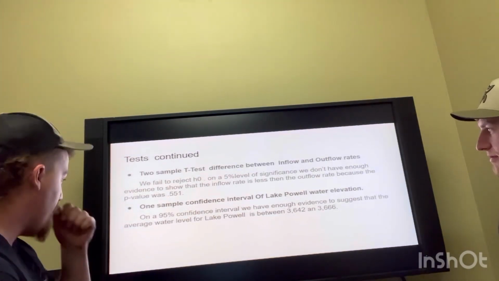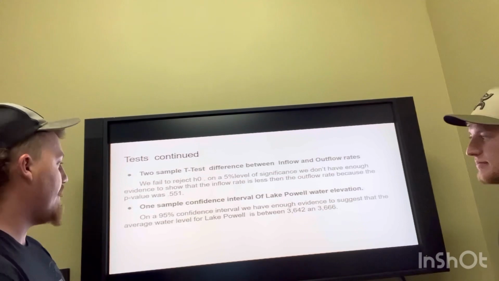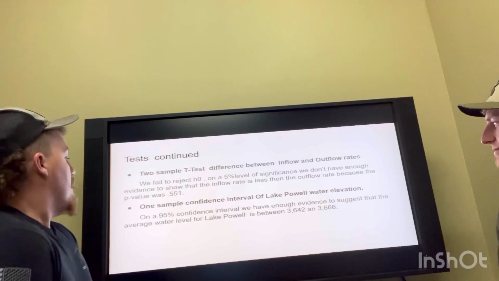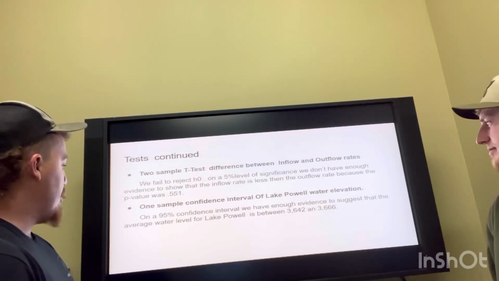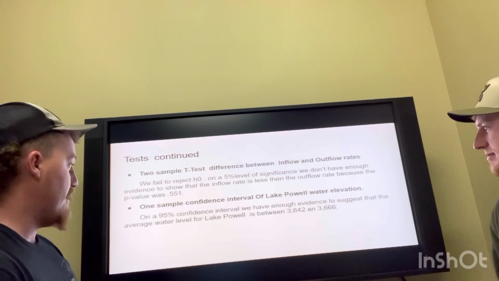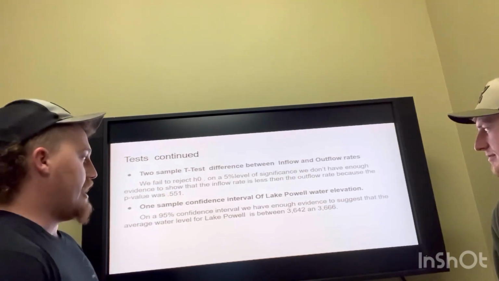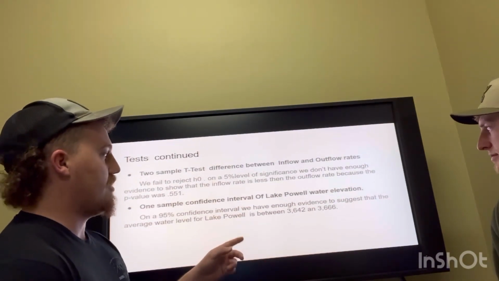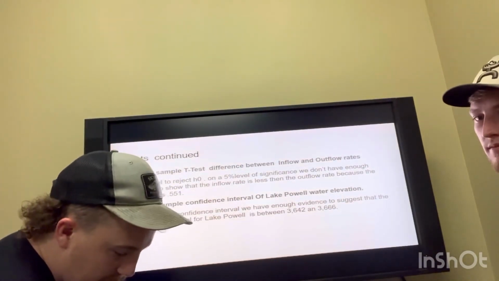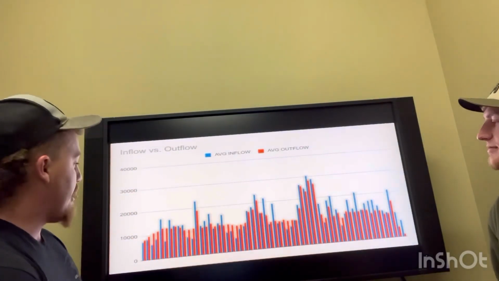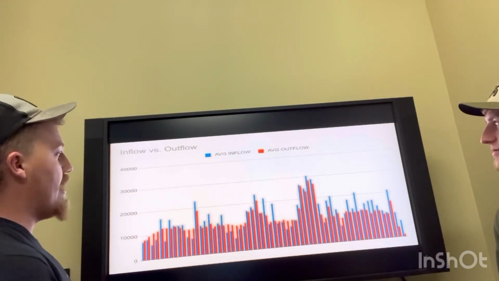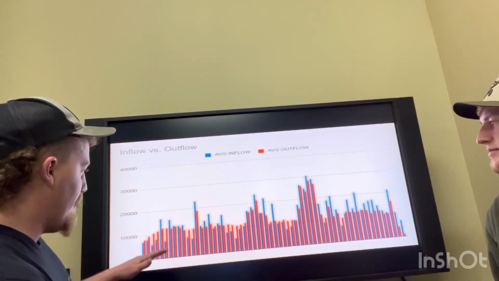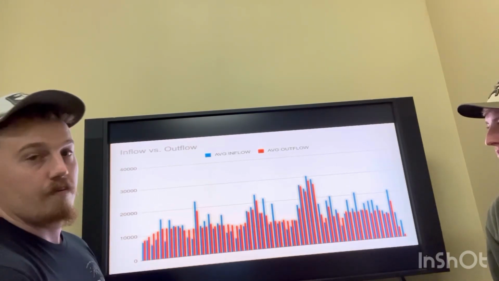The next one we did here is a one sample confidence interval of Lake Powell's water elevation, or water level, just to get an idea of where the actual average was. And on a 95% confidence interval, we found that it is between 3,642 feet and 3,666 feet. And as you can see here, this is a graph of the inflow and outflow rates compared side by side. If you look at it, they're about even the whole way through.